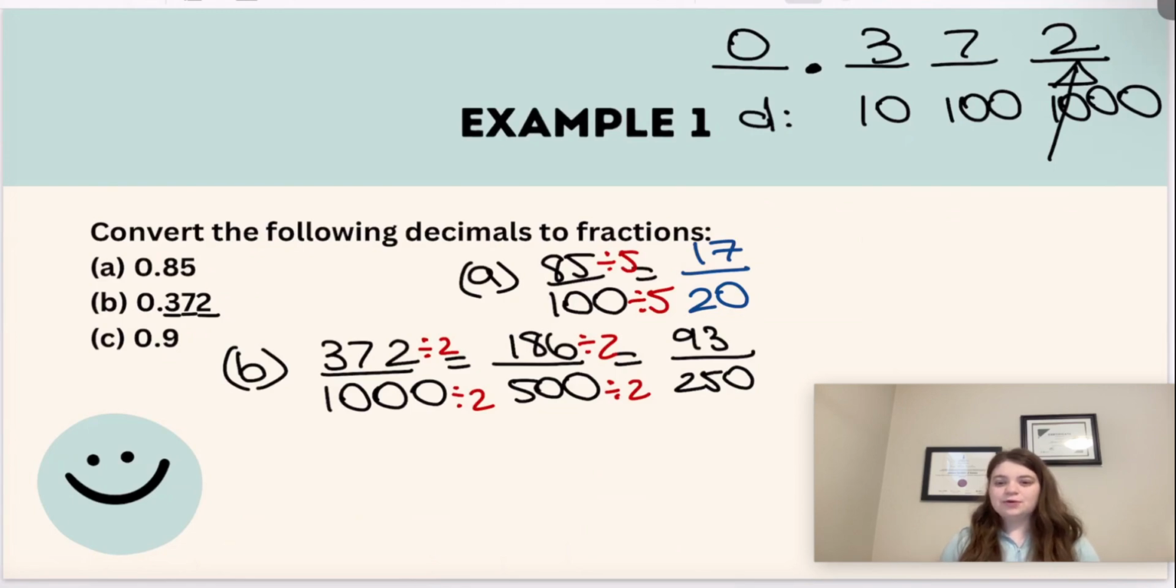To prove that, I'm going to do the factor trees for both of these. For 93's factor tree, we have 3 and 31, and both of these are prime numbers. Neither 3 nor 31 goes evenly into 250, and that further proves the point that we cannot reduce this whatsoever.